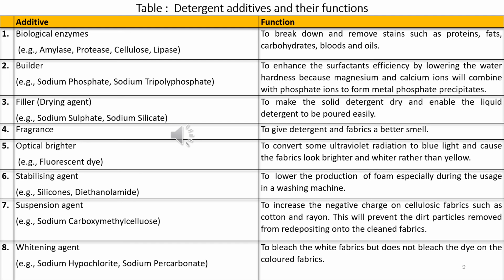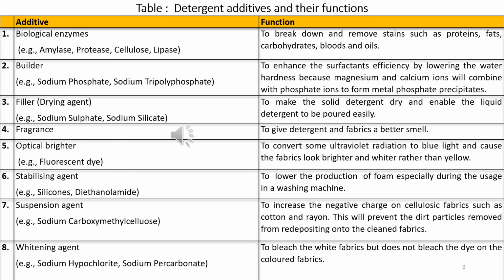Number 7, suspension agent. An example of a suspension agent is sodium carboxymethyl cellulose. Their function is to increase the negative charge on cellulose fabrics such as cotton and rayon. This prevents the removed dirt particles from redepositing onto the clean fabric. So the function of the suspension agent in the detergent is to keep removed dirt particles from redepositing on the clean fabric.